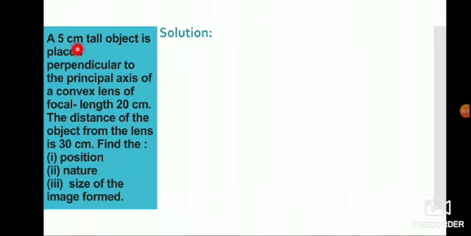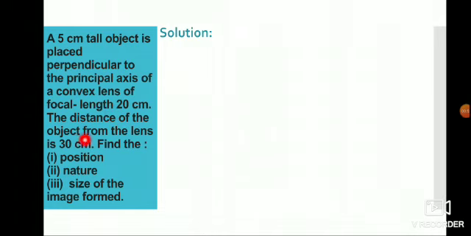A 5 centimeter tall object. Height of object is 5 centimeter. Now focal length of convex lens, we always take focal length of convex lens as positive. Whether it is mirror or lens, when it comes to convex, it is positive. Focal length is always positive. So f is equal to plus 20 centimeter.